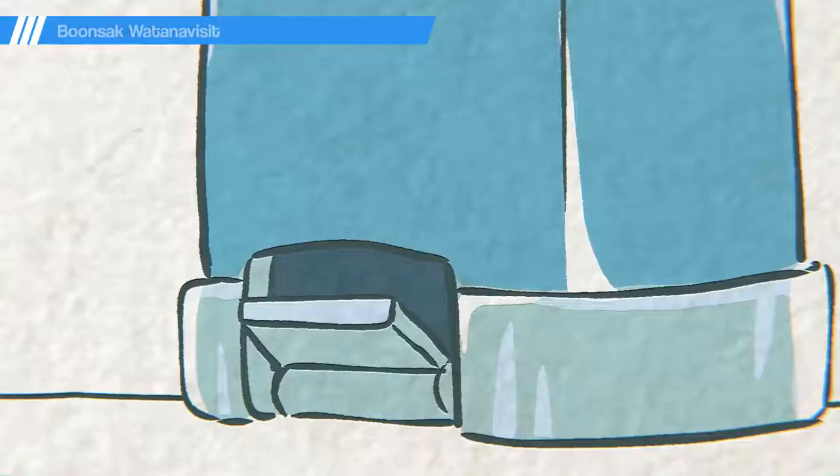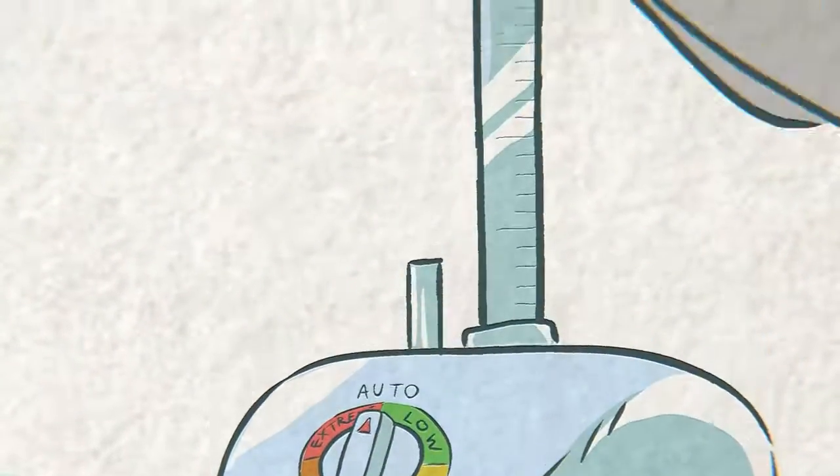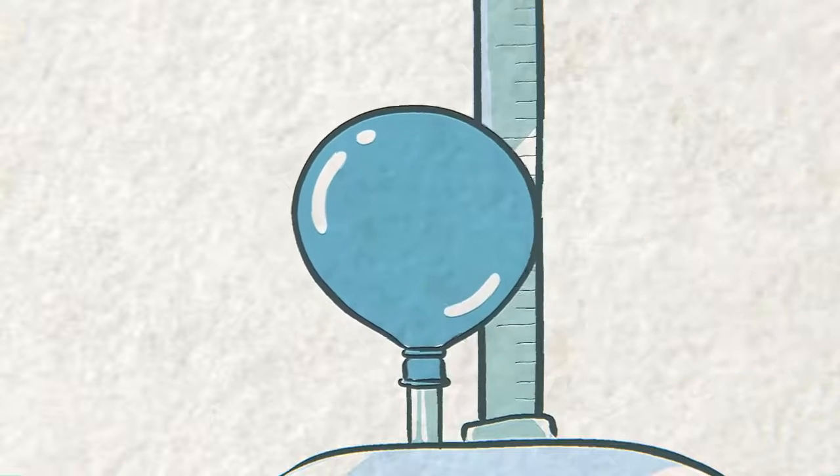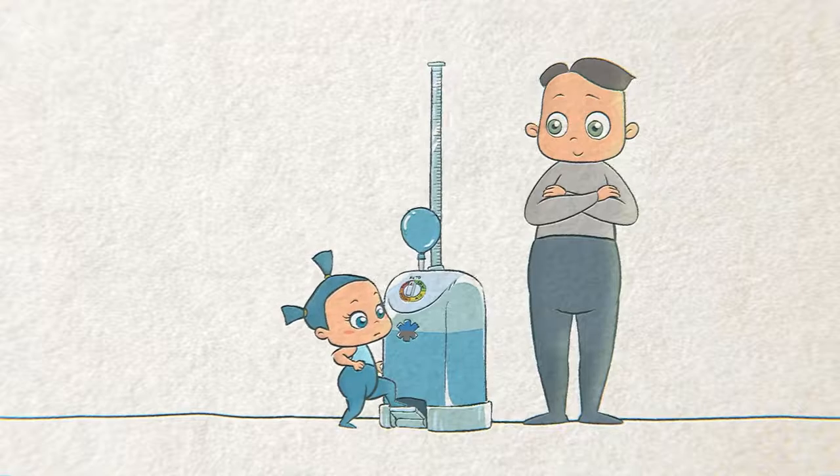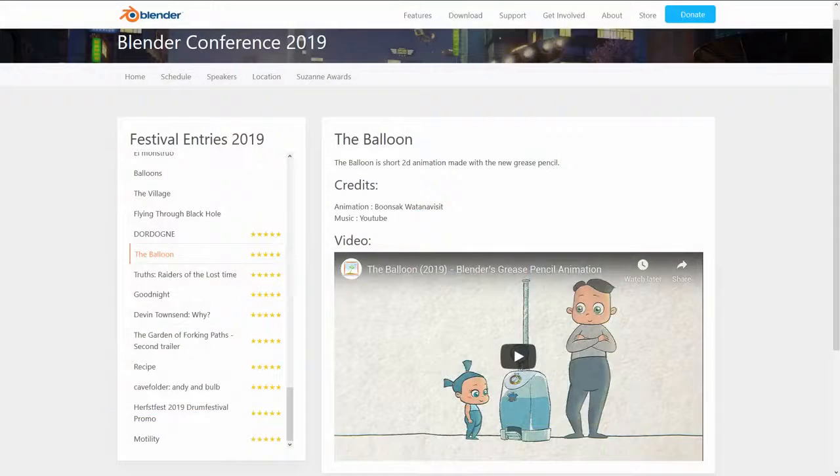The Balloon is a Grease Pencil animation by Boonsack Watanavisit. It's a combination of frame-by-frame and puppet technique. The animation is gorgeous. Both of these animations are entries in the Suzanne Awards 2019. You can go to the entries page to watch all of them, and we already featured a few of them in the show. Who won? Well, we don't know. The show was written a few days before the Blender conference, and since you're in the future, you should actually know the results. So tell us in the comments section below.